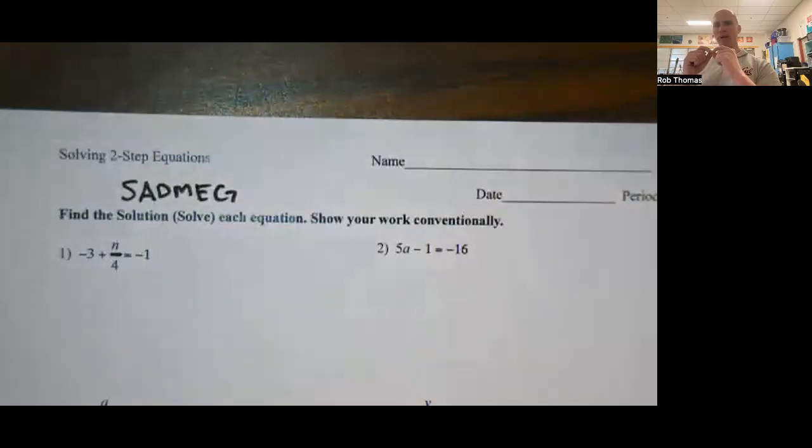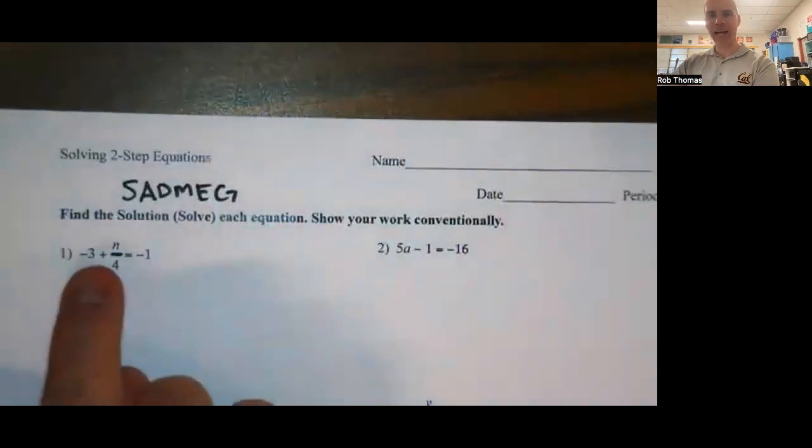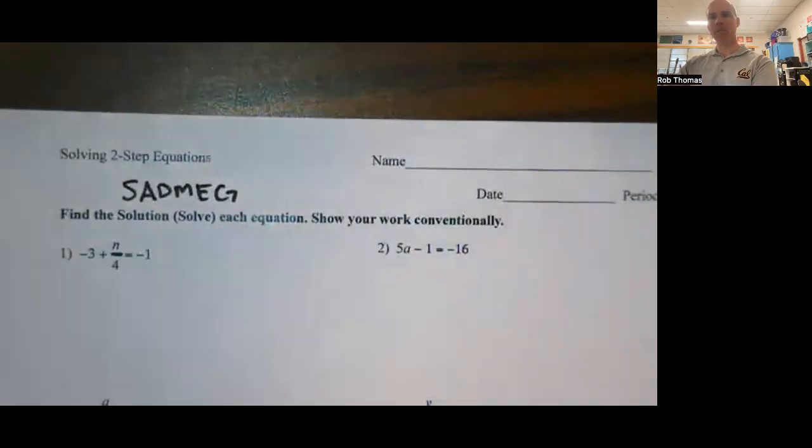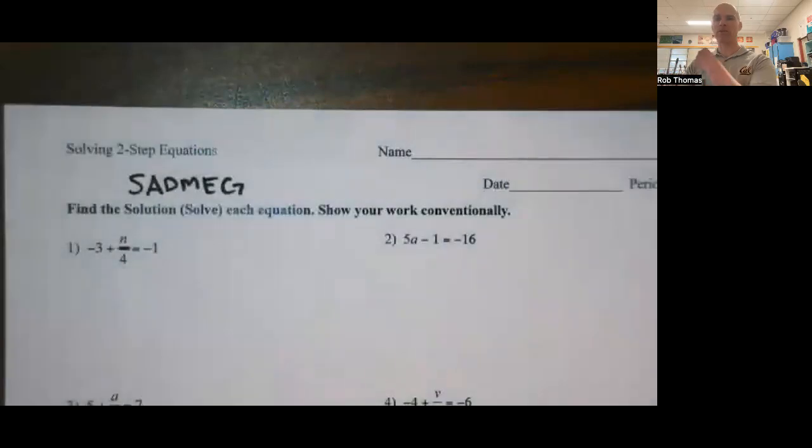Usually we use the opposite operation, right? If it says +3, we do -3. If it says -3, we do +3. I want you to think of adding -3 as the same thing as -3, so the opposite of that is +3. In the end, our goal is to make a 0. -3 and +3 make a 0, and that's what we want. So the equation becomes n divided by 4 plus 0, but we just don't write the 0.